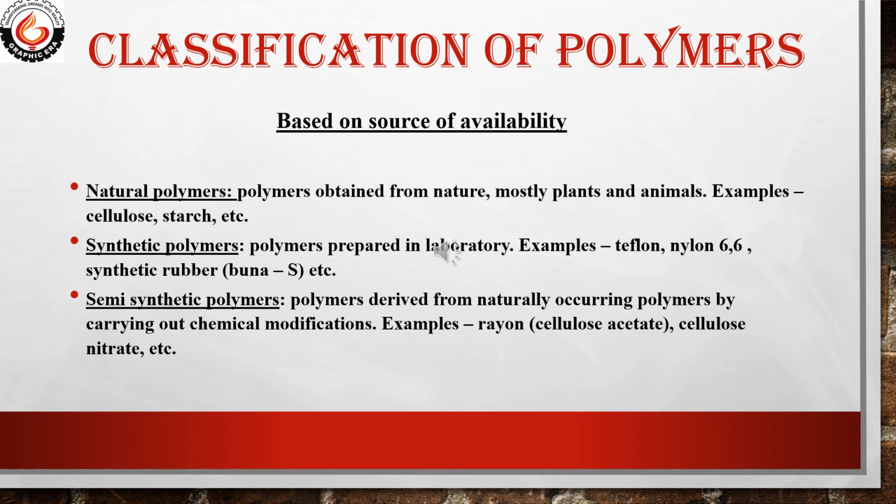A third class is semi-synthetic polymers. As the name suggests, semi-synthetic means some origin is natural and some is synthetic. In semi-synthetic polymers, mostly the polymer origin is natural, but these natural polymers are synthetically modified, like some groups are added by chemical methods. For example, rayon. Rayon is made from cellulose by adding an acetate group into it. So the acetate group is added synthetically. Another example is cellulose nitrate.